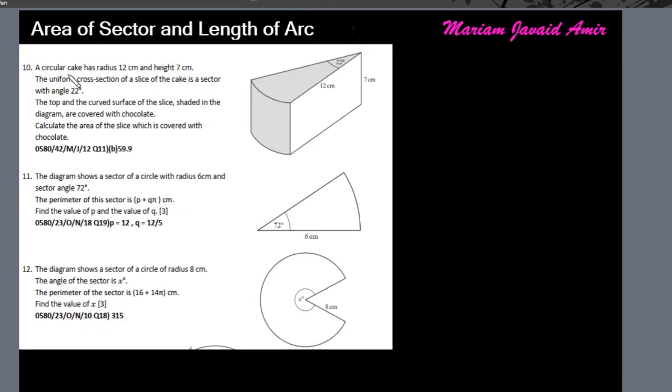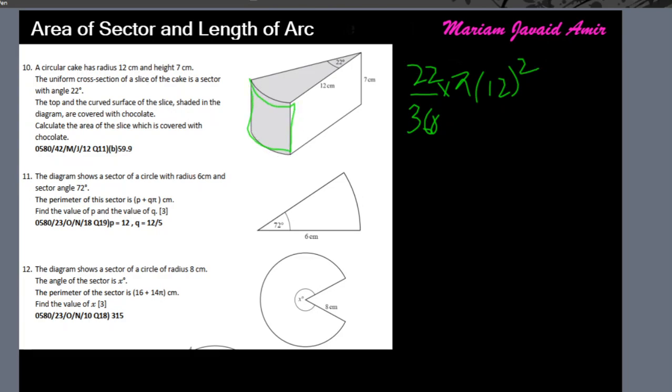Question 10. A circular cake has radius 12 and height 7. The uniform cross section of a slice of the cake is a sector with angle 22 degrees. The top and the curved surface area of the slice shaded in the diagram are covered with chocolate. Calculate the area of the slice that is covered with chocolate. Alright, so we have one sector covered with chocolate, so its area is pretty simple, which is 22 over 360 times pi r square, plus the area of this region.